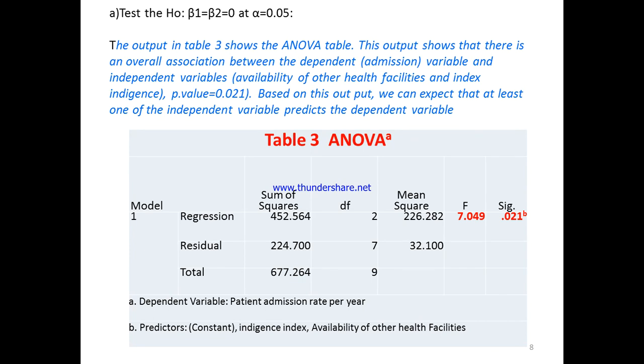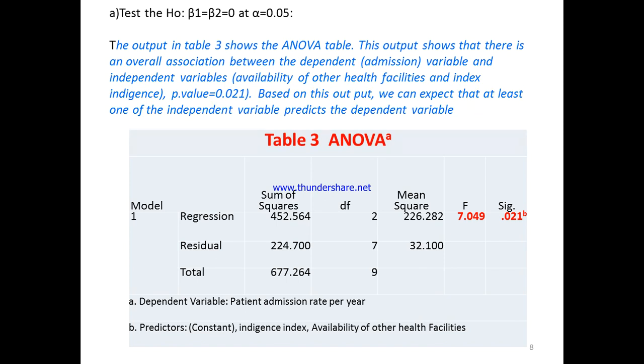The result can be interpreted first from table 3, the Anova table. As you know, Anova is a family of multivariate analysis, and therefore it is one of the outputs we see when we run multiple linear regression. The Anova table tells us the overall relationship between the independent variables and the dependent variable. And as you can see, F is 7.049 with a p-value of 0.021.